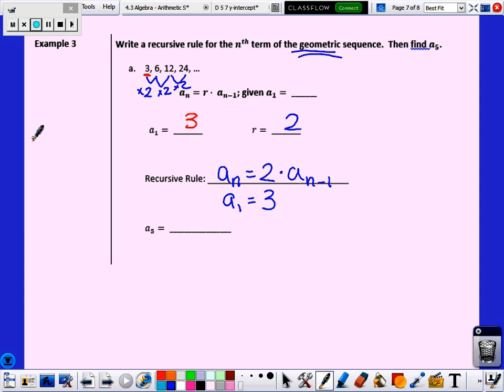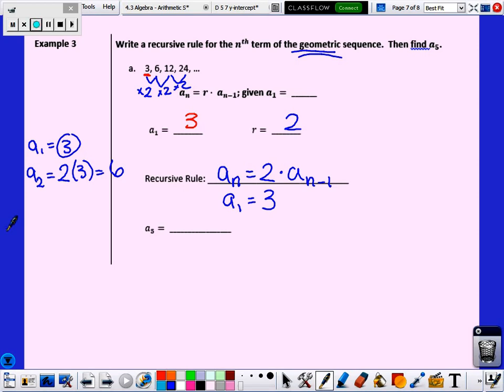I'll do that work over here. Well, a sub 1 was 3. So now we're going to take our first term to find our second term. So a sub 2 equals 2 times whatever term came before the second term. Well, that was the first term, and that's right here. 2 times 3, that gives me 6.